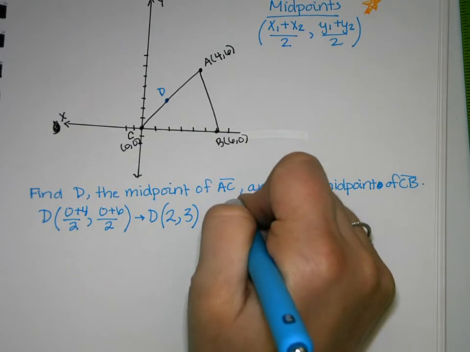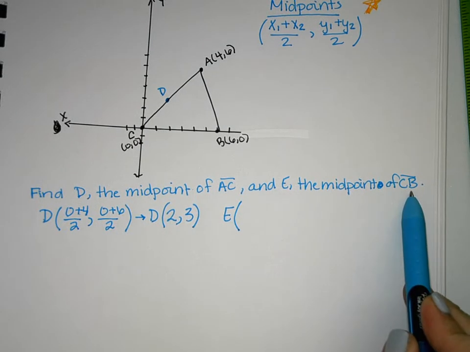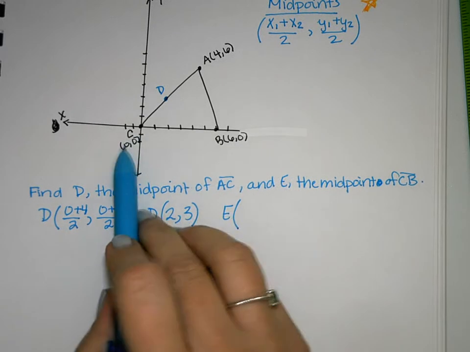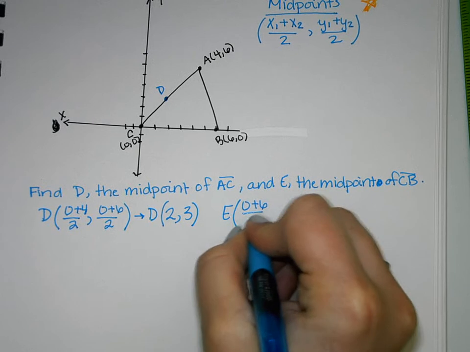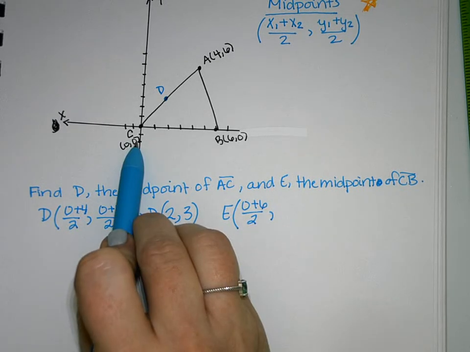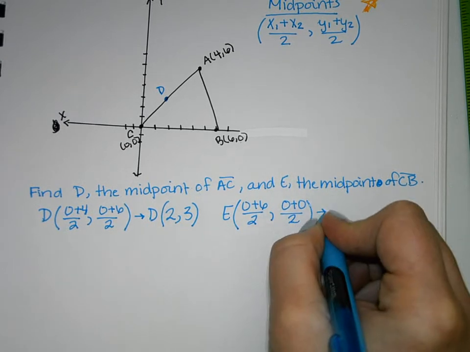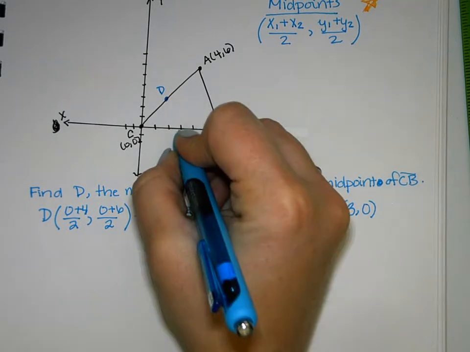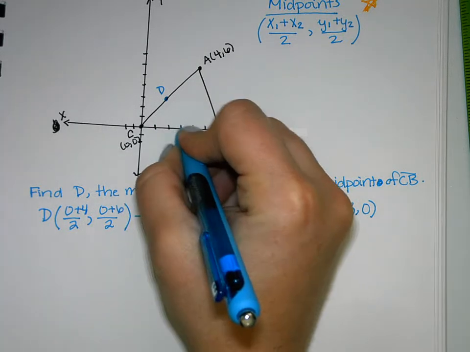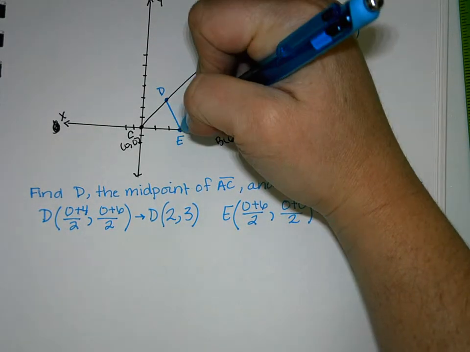We'll do the same thing to find E, except we're going to use the endpoints C and B. So C has an x value of 0, B has an x value of 6. So 0 plus 6 divided by 2. And then 0 plus 0, because the y values are both 0, divided by 2. So E is going to be 3, 0. So go to 3, 0. There's E. So I found my two midpoints. Those two midpoints, when I connect them, will become the midsegment.